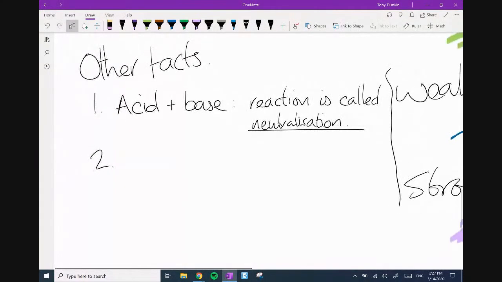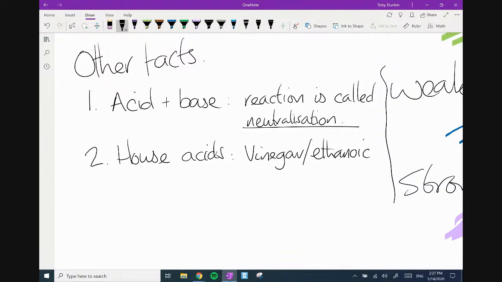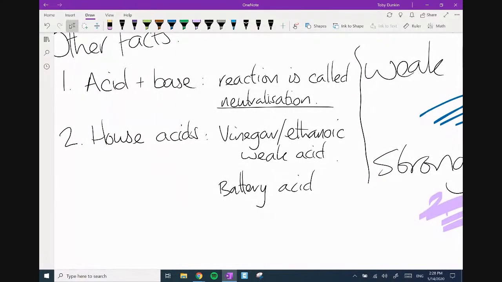Other facts from year 7 that you get: household acids, such as vinegar. Vinegar is a weak acid because it's ethanoic. Ethanoic is a weak acid, hence why we can drink it. Battery acid, because every now and again they bring these up again. It baffles me. Battery acid, by the way, is otherwise known as sulfuric.